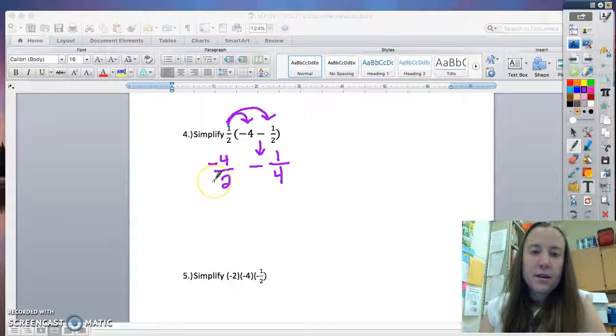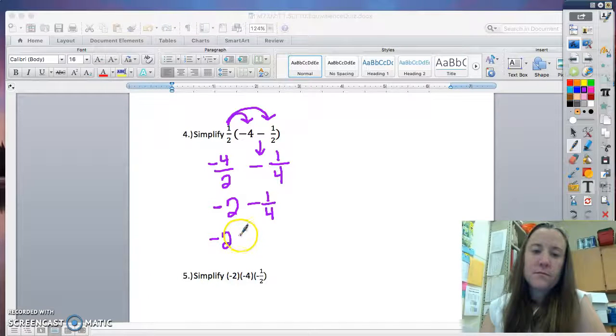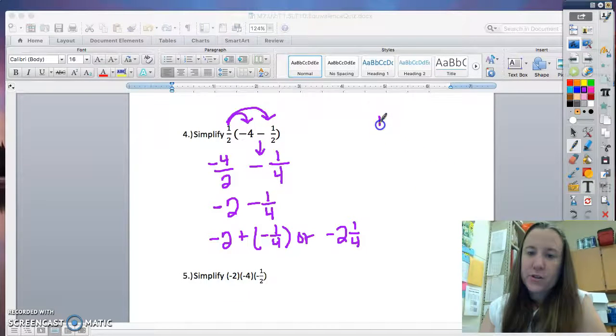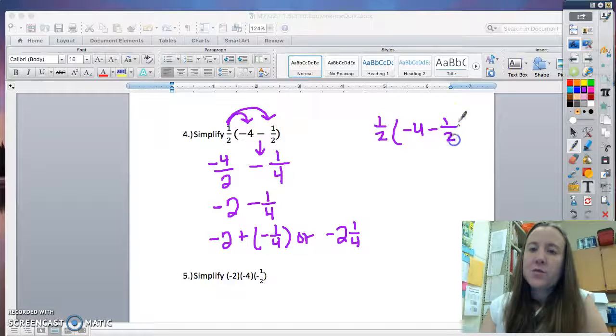So now I've got -4/2, which is also equal to just the whole number, or the integer, -2, minus 1/4. If I'm thinking about add the opposite, that becomes -2 plus -1/4, or -2 1/4. Now, if I wanted to use order of operations instead of distributive property, I'll just write this right next to it. I would do what's inside the parentheses first.